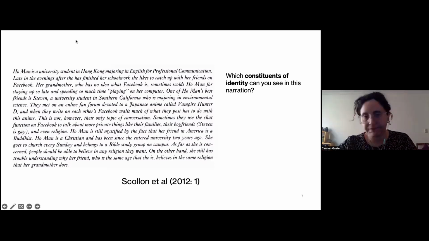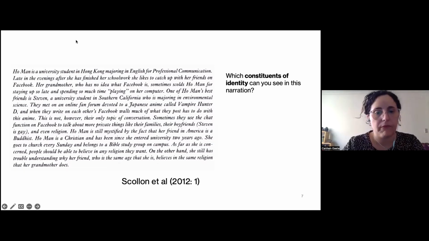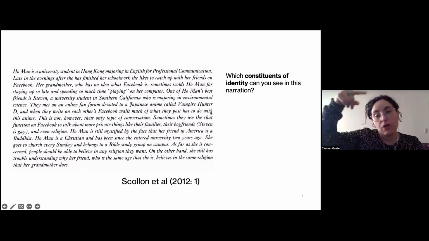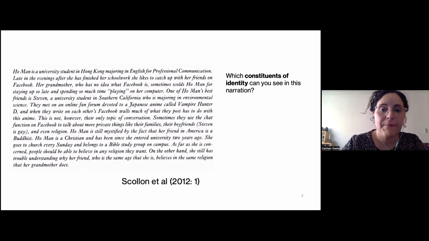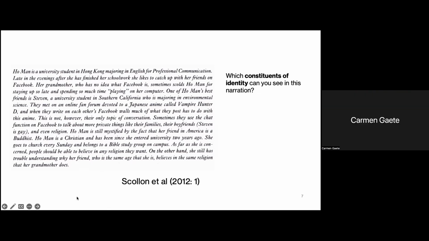This is not a real example. There is a text here. I'm going to give you time to read that. I hope it's big enough. And based on what we saw before in the previous slide, I would like you to consider which constituents are part of this description. This is a description about a student, a woman, who has different aspects of identity. So I'm going to remain silent for a couple of minutes for you to read this and tell me which constituents of identity you can see.